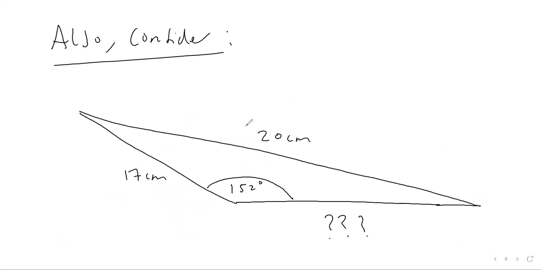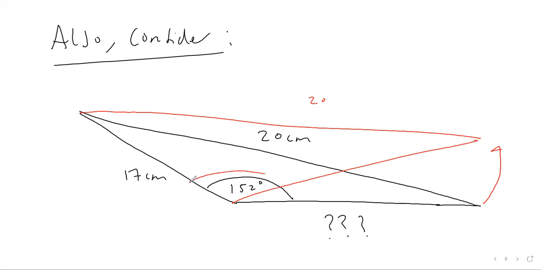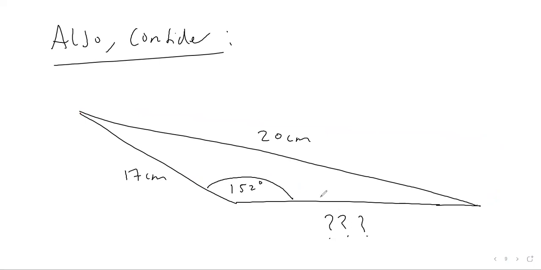So again, we don't really need to do any calculations to think about this one. We want to know how big this side is. Are there two possible lengths of this? No, not really, because if we draw a 20 centimeter line there instead, just by rotating this 20 centimeter line up to there, the angle here is going to change. It's no longer going to be 152, so that's not a possibility. So it looks like we're only going to have one solution so far.